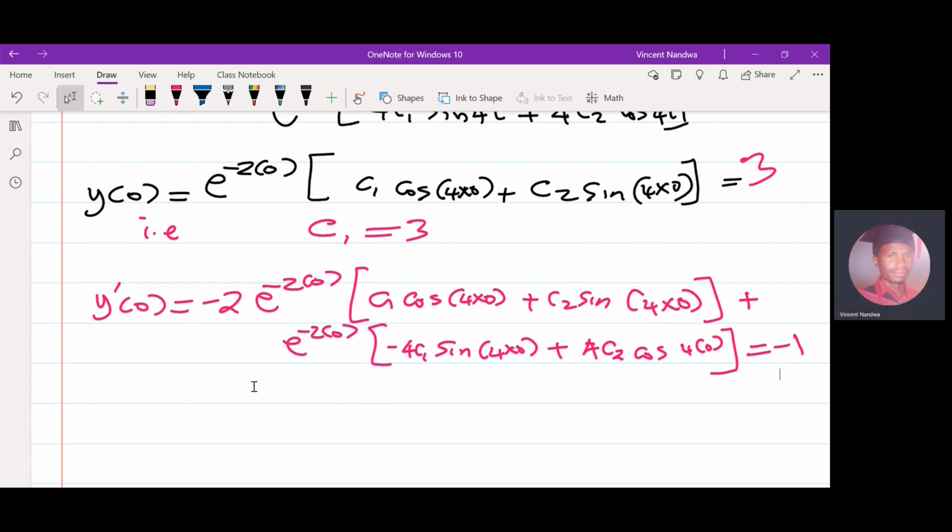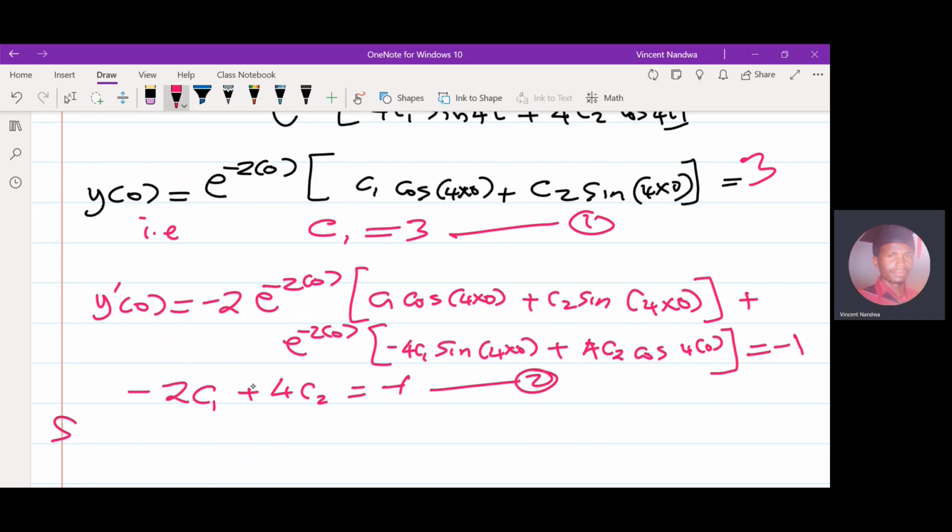So what do we get in the first bracket? We get C1, and in the second bracket, C2. So this is like equation 1, this is equation 2. Those are two simultaneous equations. Solve for C2. Five over 4, correct. So C2 is 5 over 4.